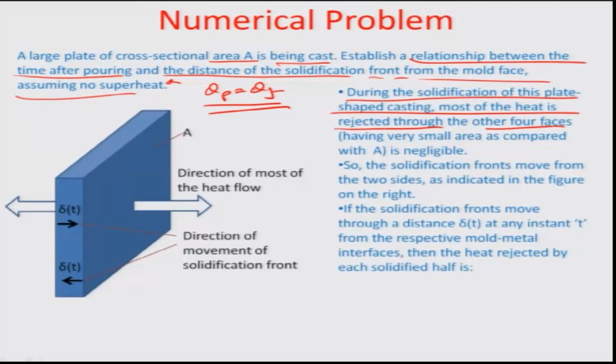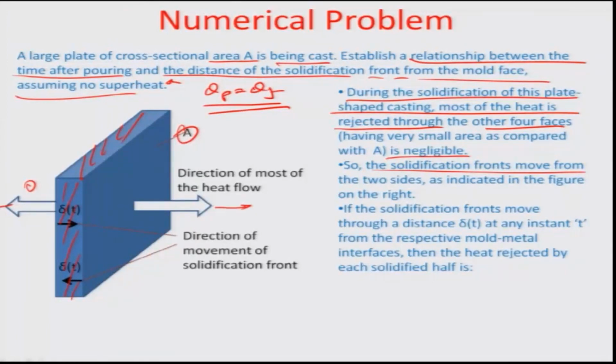Okay. And you can see that is kind of negligible. Okay. So you can see that most of the heat is rejected across the faces A, and the other faces here or here are very, very small, so their rejection rate is probably not considerable here. So the solidification front starts moving mostly in both the directions, either in this direction or in this direction, because obviously the majority of the heat flow is in this direction.